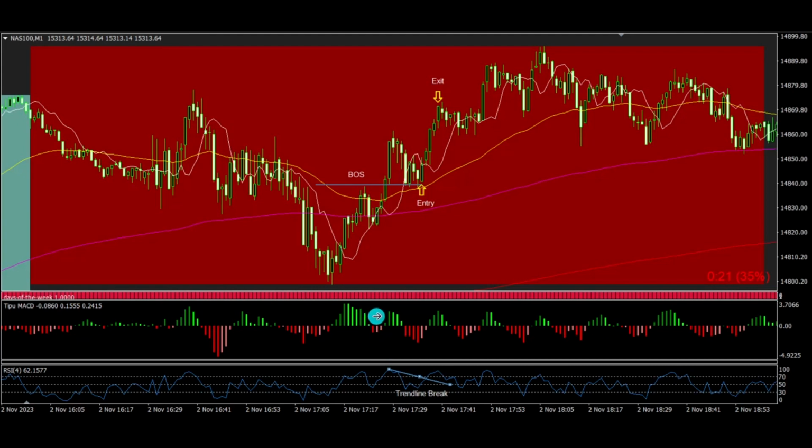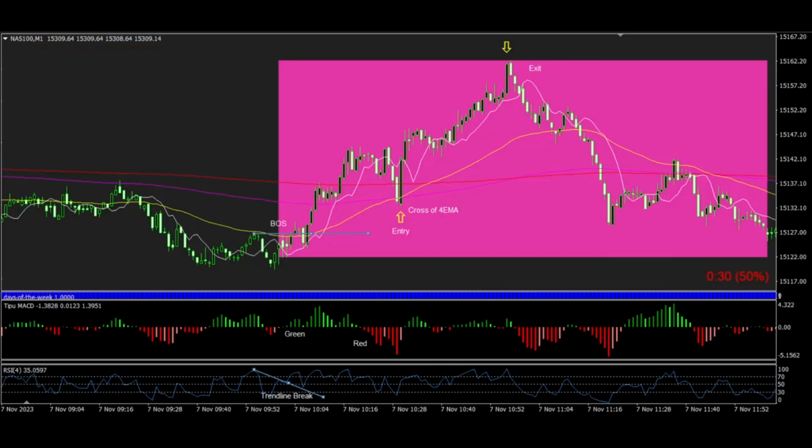We wait for price to create a red histogram. Then we wait for price to cross the 4 EMA with a shift of 4. That is our entry. We exit at 1.5 times our risk, or when price closes below the 4 EMA with the shift of 4.